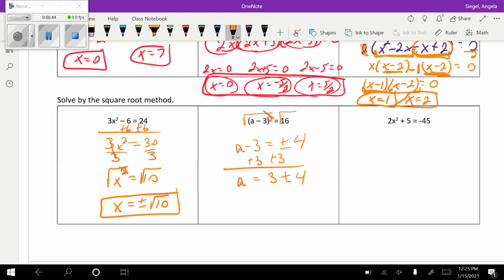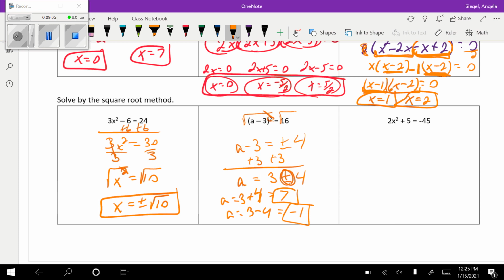So you need to make sure that you understand this plus or minus. So that means that there's 2 answers. There's 3 plus 4, and there's 3 minus 4. So 3 plus 4 is 7, 3 minus 4 is negative 1. So these are your 2 solutions.